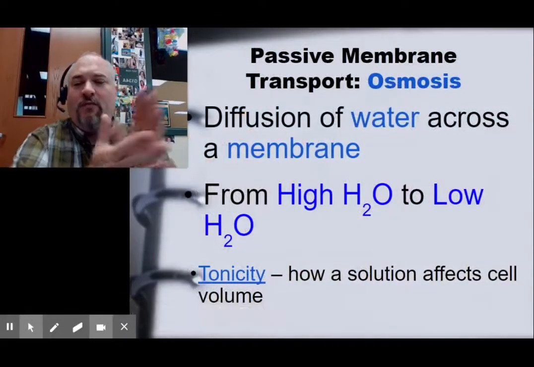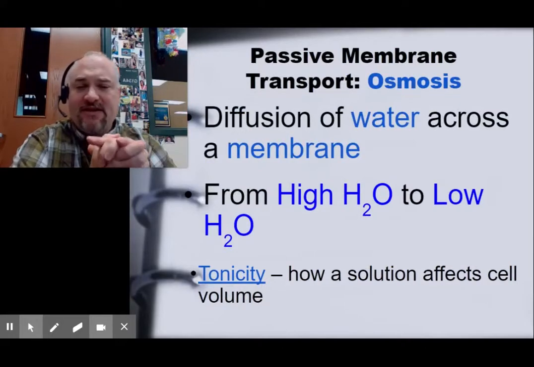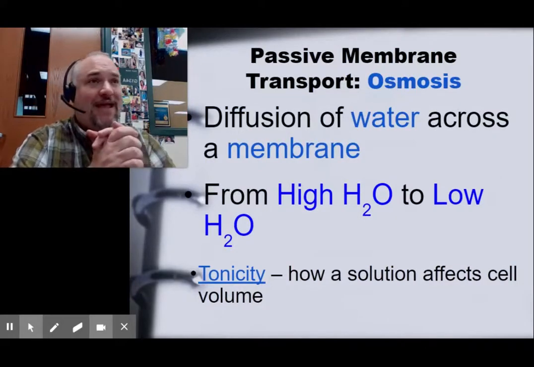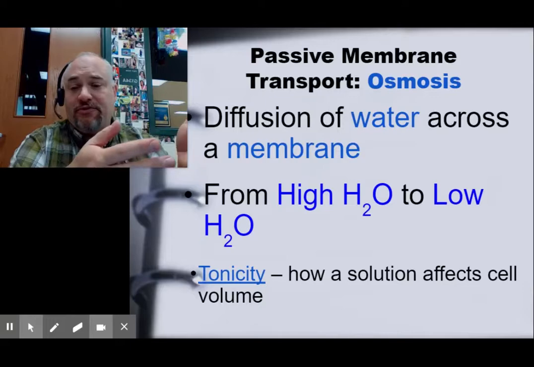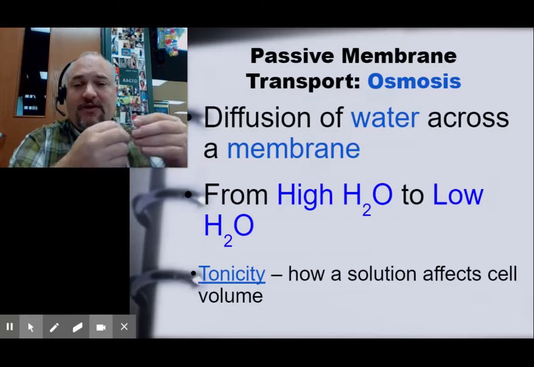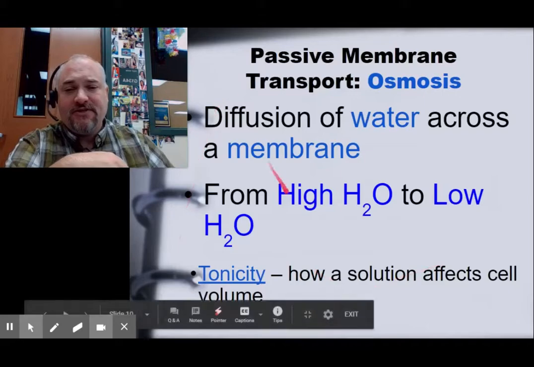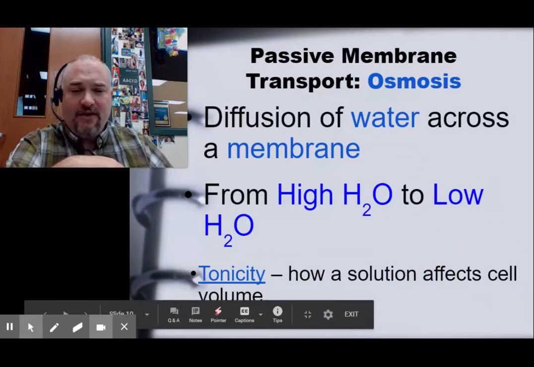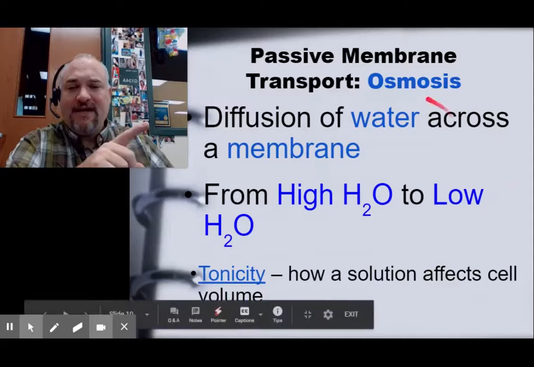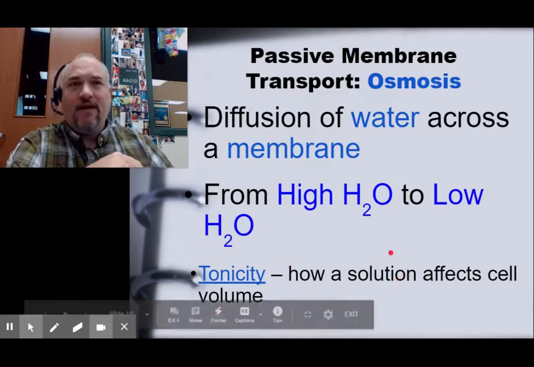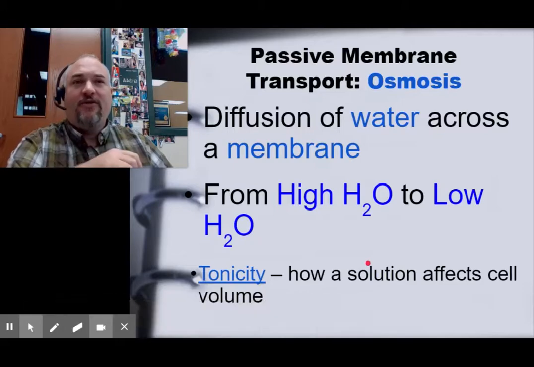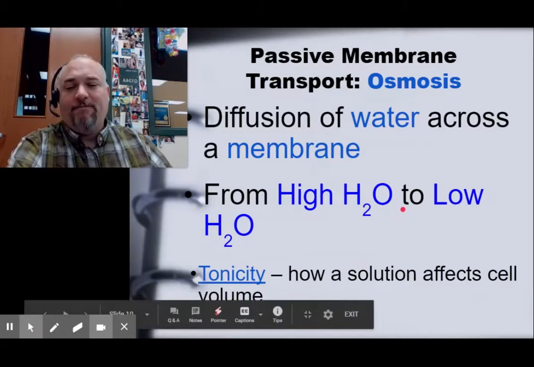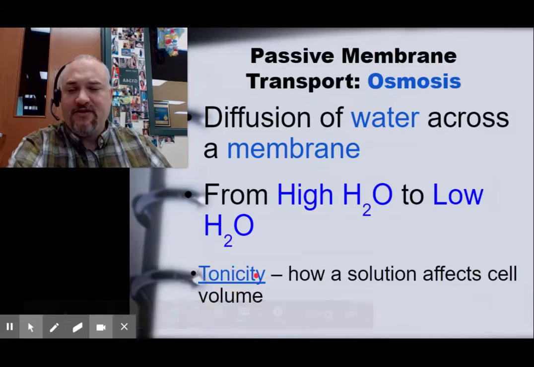Okay. So one more type of passive membrane transport I want to talk about in this section of the notes, and that is osmosis. It works basically the same as simple diffusion, okay, or facilitated diffusion, right? You're still moving things from high concentrations to low concentrations, so down the hill. However, in this case, it is water moving across the membrane from high to low concentrations. And so all the principles are the same. We got the molecules, they got to get across the membrane. They're going from high to low concentrations. There's a term in here called tonicity, which is how a solution affects cell volume.